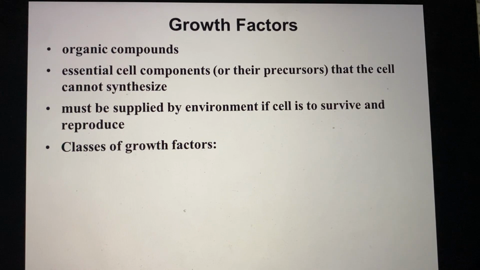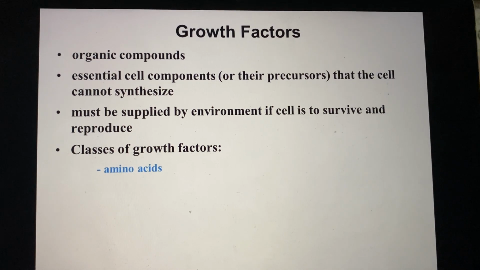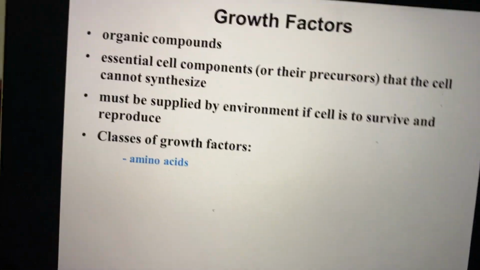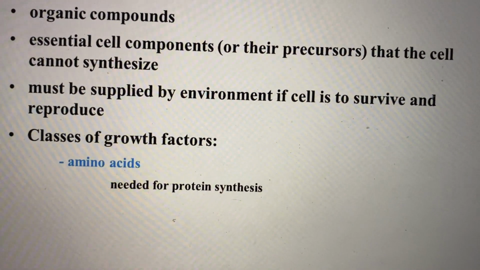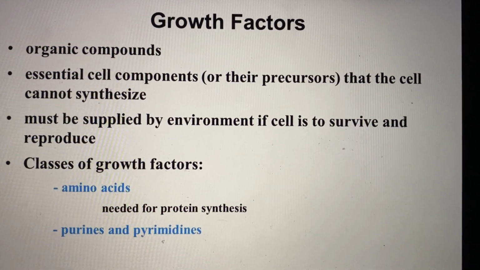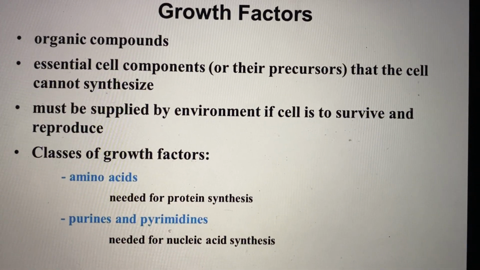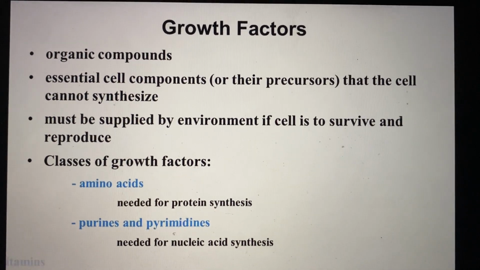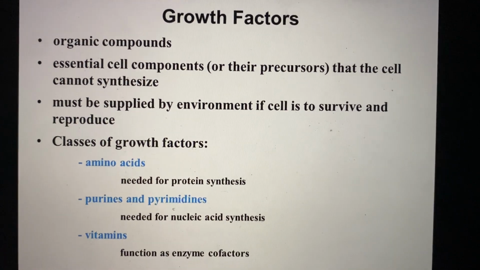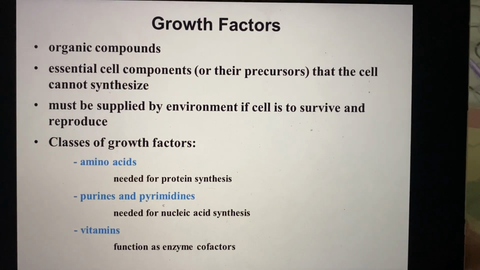There are different classes of growth factors that we look at. Some microbes will require amino acids as growth factors. They are not able to synthesize those amino acids, and those amino acids have to be provided in their nutrients. And of course, these amino acids will be used for protein synthesis, while some of them will require purines and pyrimidines, which will be needed for nucleic acid synthesis, such as your DNA and RNA. And vitamins may be needed by some as their growth factors, and they function as enzyme cofactors. And we'll look at quite a few of these cofactors.